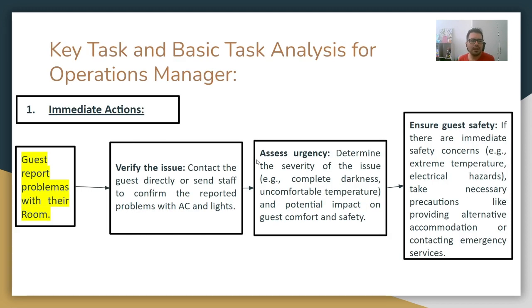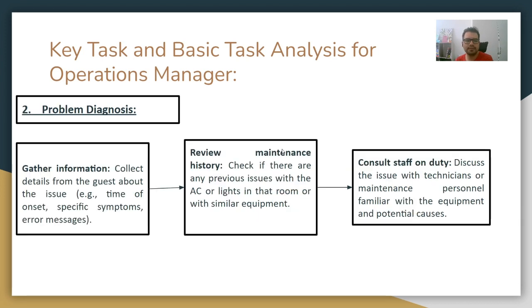First are the immediate actions. The guests report problems with the room, so the operations manager verifies the issue, contacts the guest directly, or sends staff to confirm the reported problems with AC and lights. Then assess urgency: determine the severity of the issue and the potential impact on guest comfort and safety. After that, ensure guest safety. If there are immediate safety concerns, take necessary precautions like providing alternative accommodation or contacting emergency services.